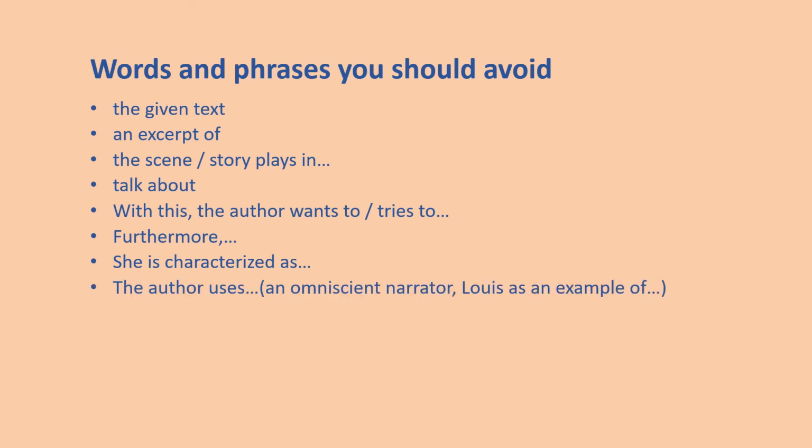"The author uses", he never uses, or she never uses, for instance, an omniscient narrator, or Louis, the character, as an example of something, whatever. Just go ahead. "He employs an omniscient narrator" is slightly better, but just simply say he tells the story from an omniscient point of view. Louis in the story is an example of.